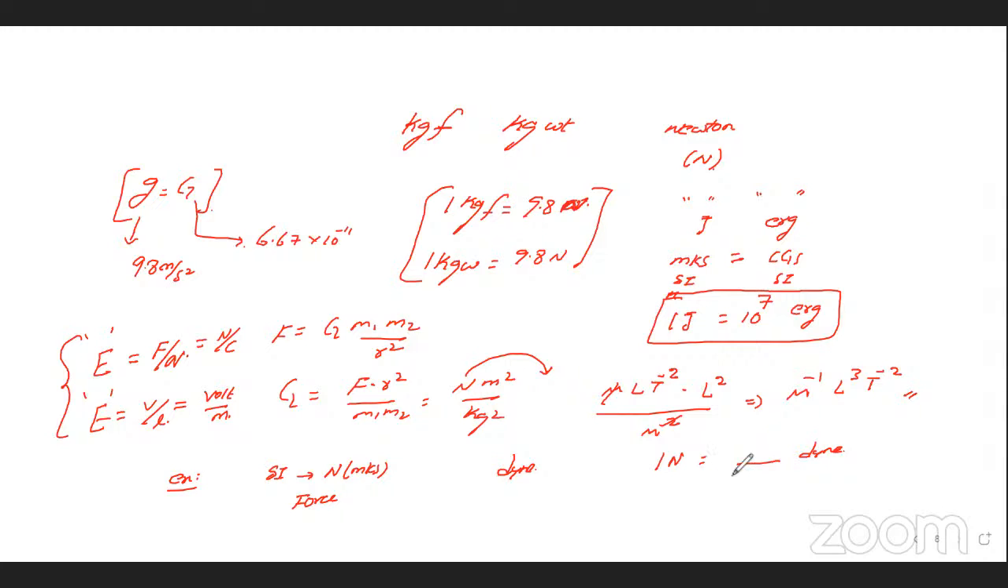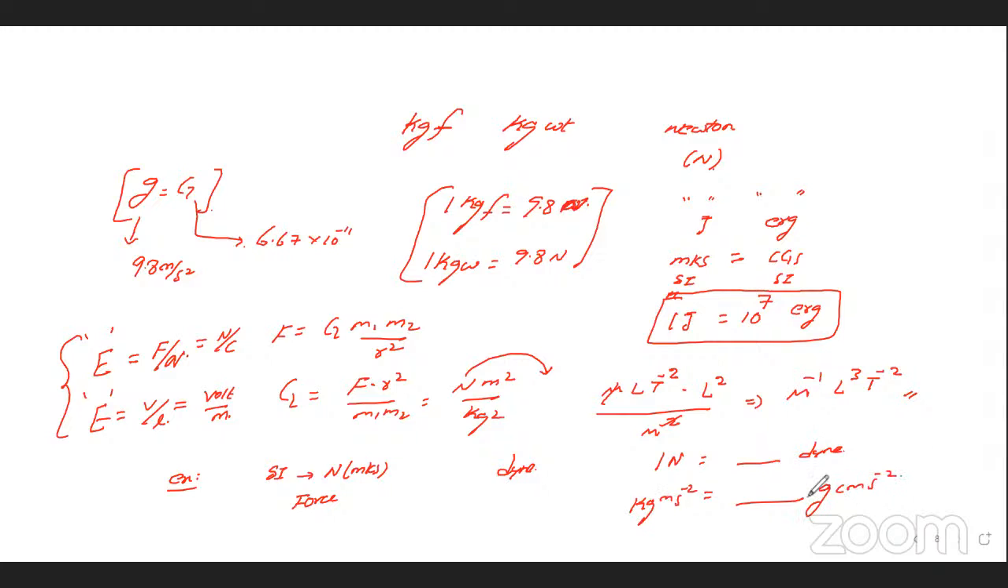So I have to find it by the direct method. I have just told you the shortcut direct method, just remember it. There is another method, that is your dimensional method. That is a little lengthy, we'll discuss that also later. So Newton, I'm going to convert into dimensions, M L T power minus 2, which is equal to dyne. In MKS, it is kg meter second power minus 2. Dyne is gram centimeter second power minus 2.